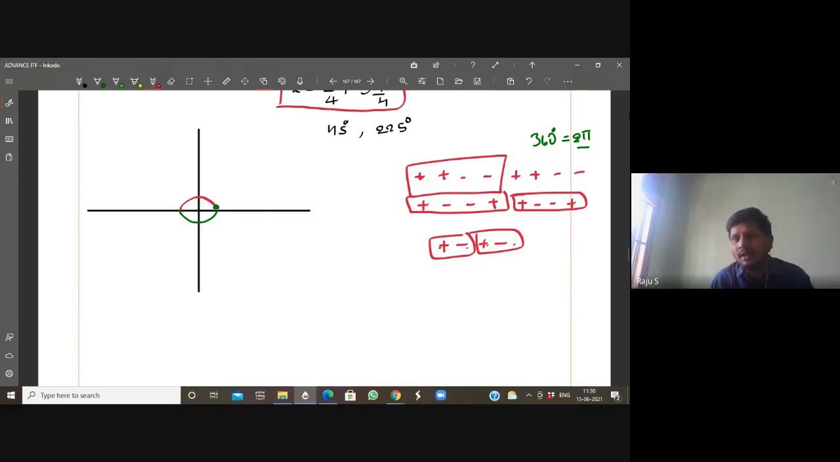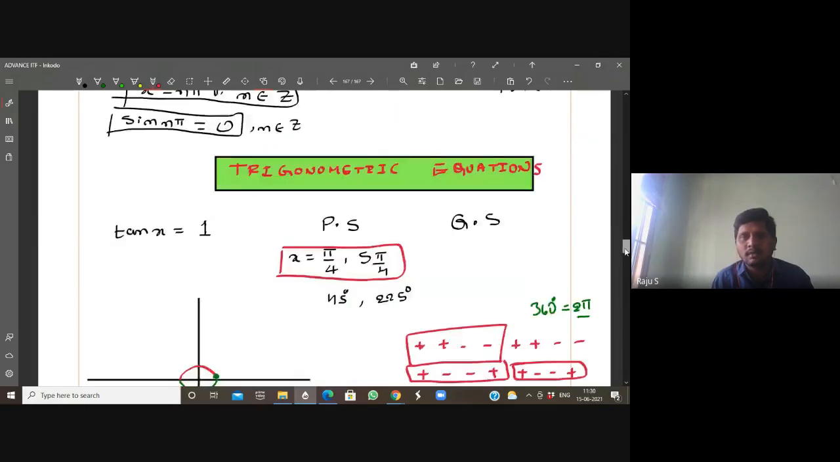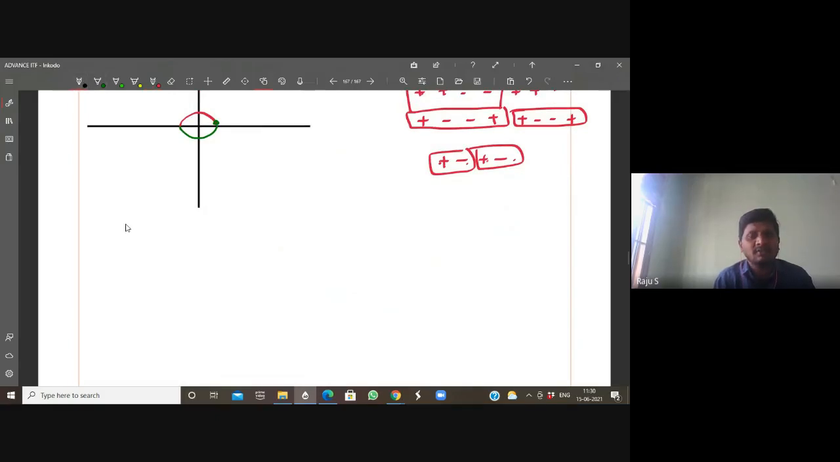First, we have to concentrate on principal solutions. I'm going to ask a few more values here. Try to tell me: cot theta is equal to minus root 3. What are the principal solutions? First, is the value I have given positive or negative? Negative. Cot is negative in which quadrants? Second and fourth.